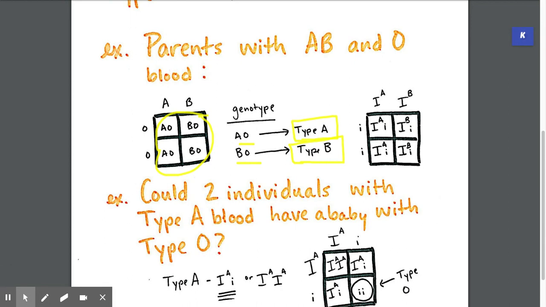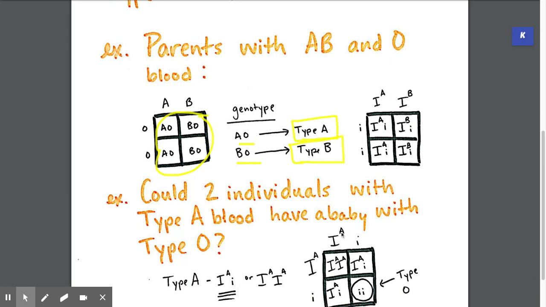If we take a look at the next example, it says, could two individuals with type A blood have a baby with type O blood? Well, we have to think about the two possible genotypes. And please note, I used the fancy lettering. I was feeling a little fancy here, but to have type A blood, you could have a superscript A with a little i, or you can have two superscript A's. Now recall that in order to have type O blood, you'd need to have two of these little i's.